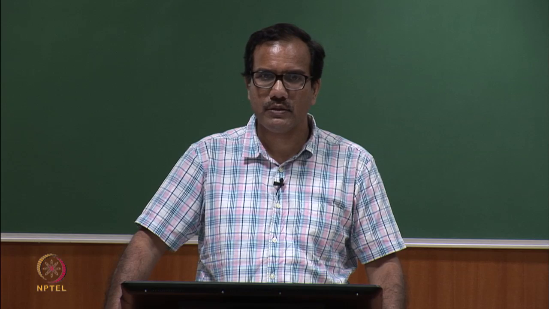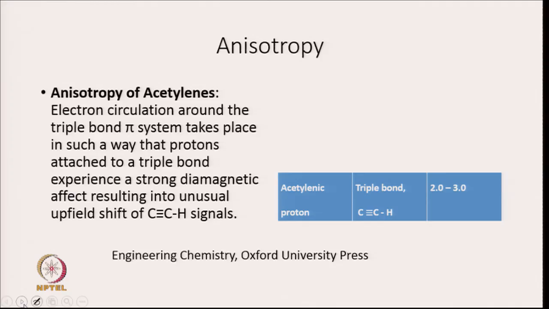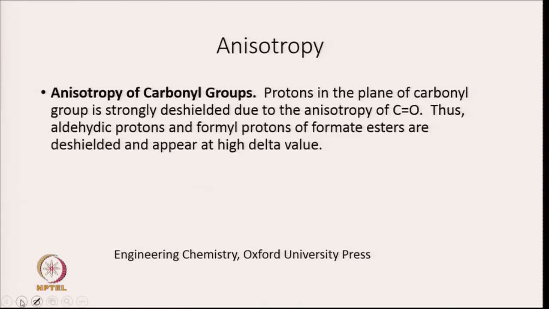Anisotropy also affects acetylene protons. The electron circulation around the triple bond pi system takes place in such a way that protons attached to a triple bond experience a strong diamagnetic field resulting in unusual upfield shift of C≡C-H signal. So, this is unusual upfield shift.